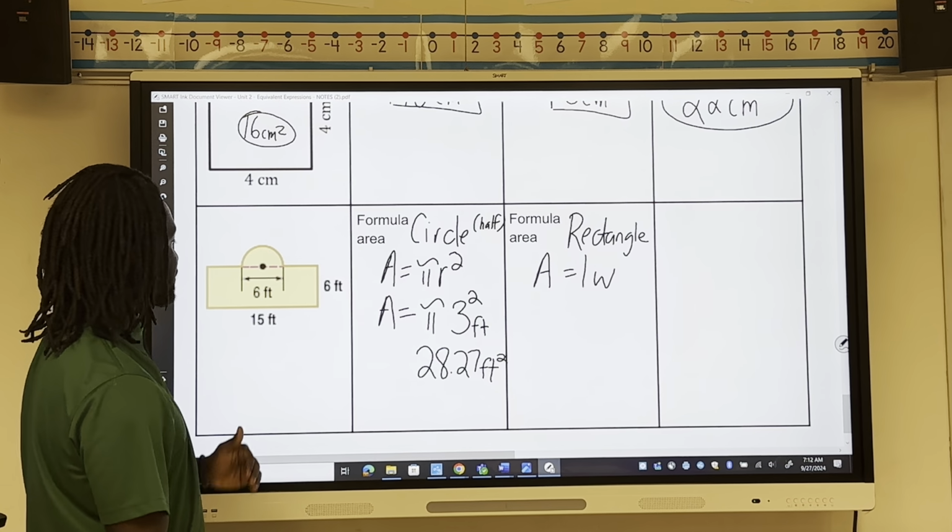So half of the circle is going to be 14 feet squared, and that is, again, for half of the circle. All right. Now, to find the area of the rectangle, length times width. My length is 6 feet. My width is 15 feet. Then I'm going to multiply 15 times 6.